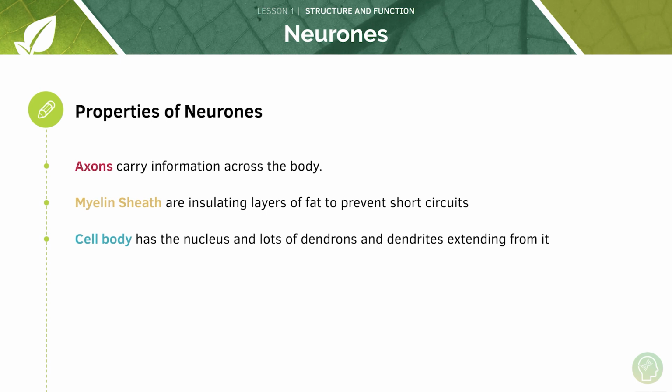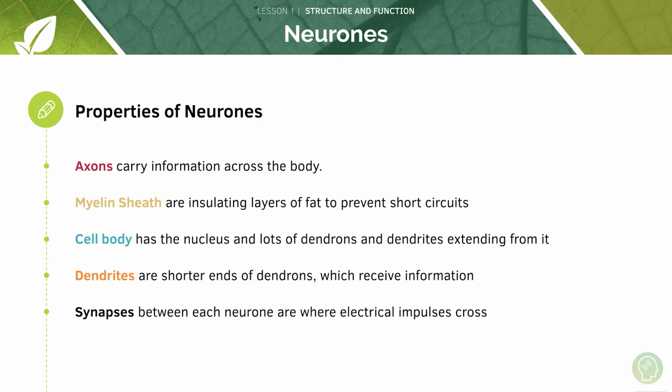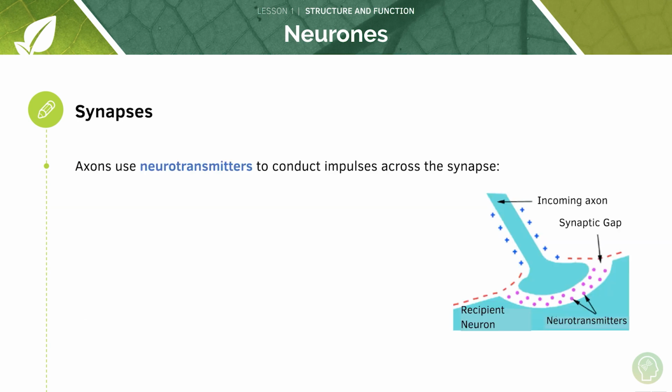So the cell body has the nucleus and lots of dendrons and dendrites extending from it. And the dendrites are the shorter ends of the dendrons, so the dendrons lead on to the dendrites, and they receive information from other neurons. And synapses are the points in between each neuron where electrical impulses cross. So let's look at this in a little more detail.